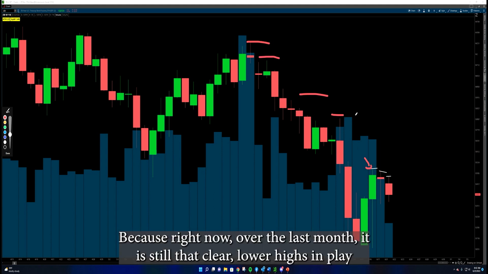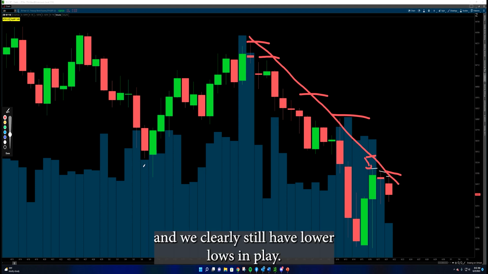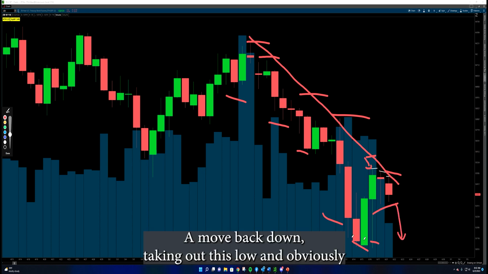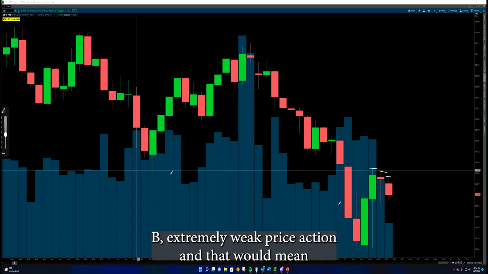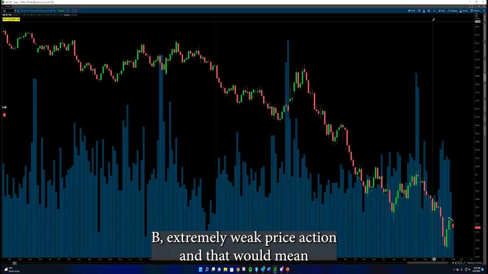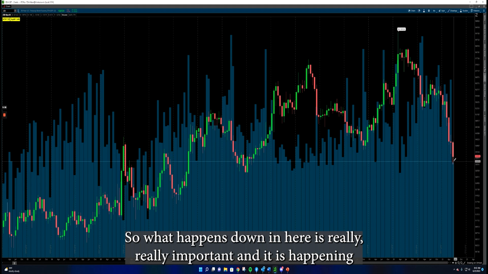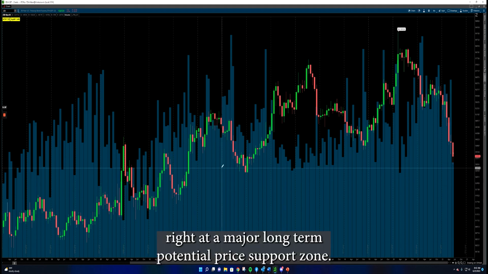Because right now, over the last month, we still have clear lower highs in play, and we clearly still have lower lows in play. All right. A move back down, taking out this low, would obviously be extremely weak price action, and that would mean rates are once again on the move to the upside. So what happens down in here is really, really important, and it is happening right at a major long-term potential price support zone.